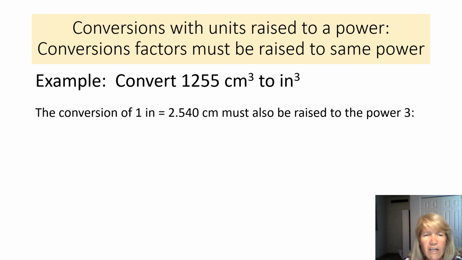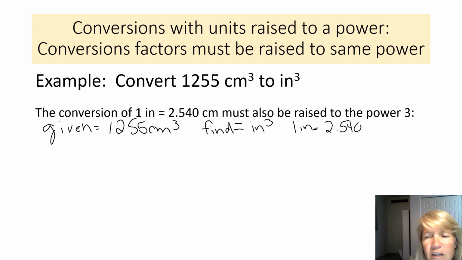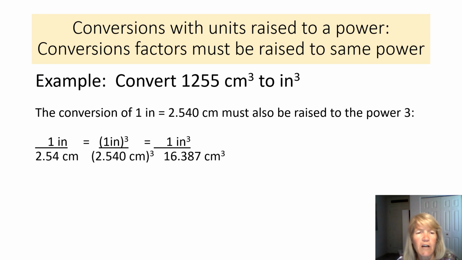The conversion of 1 inch to 2.54 centimeters. So if you were going to do this problem, you'd say our given is 1255 centimeters cubed. Our find is inches cubed. Our conversion is 1 inch equals 2.540 centimeters, but that's not cubed, and we really need our conversion cubed as well.